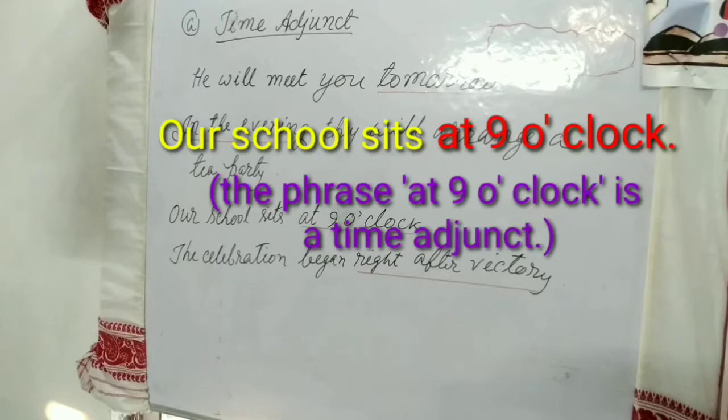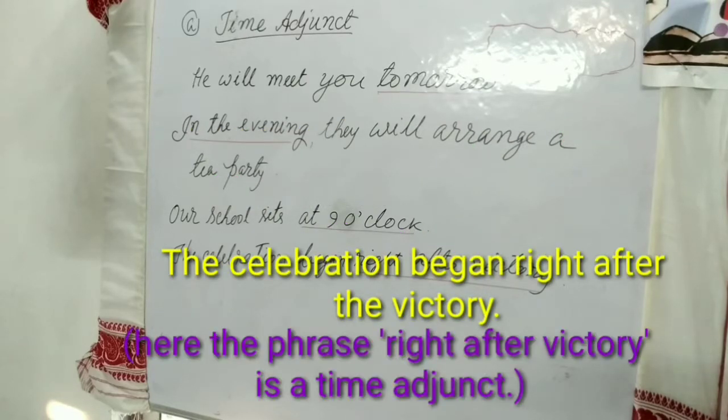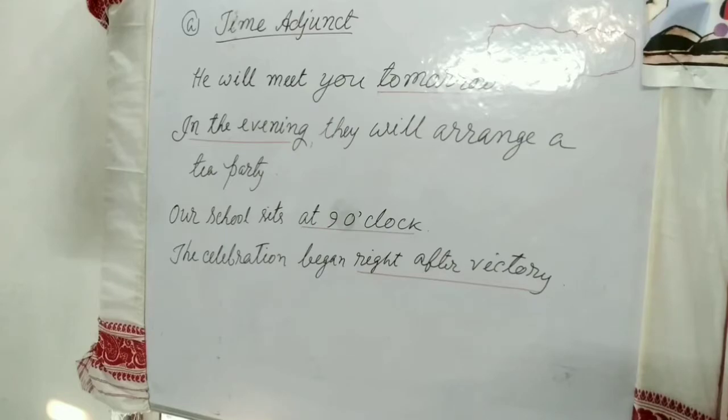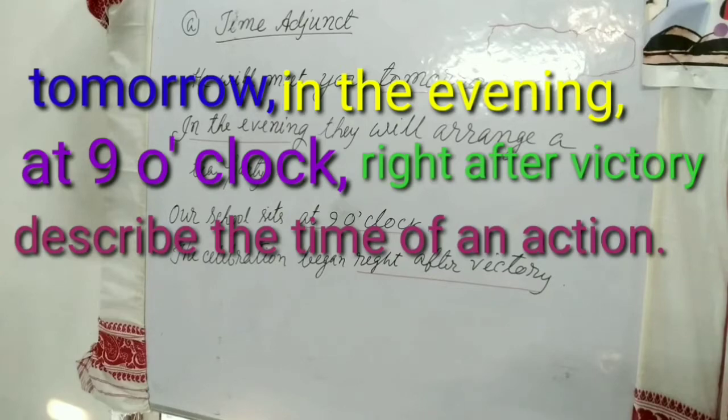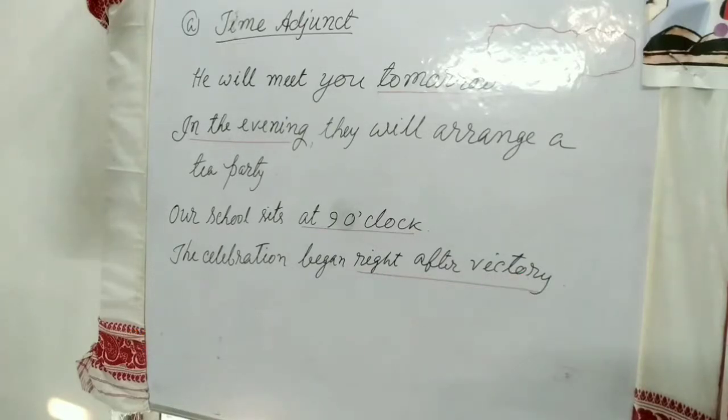Our school sits at 9 o'clock. At 9 o'clock. Similarly, the celebration began right after victory. So, right after victory. All these phrases or words say at what time an event is taking place or had taken place. So tomorrow, in the evening, at 9 o'clock, right after victory, all these are time adjuncts. It reveals the time of an event.